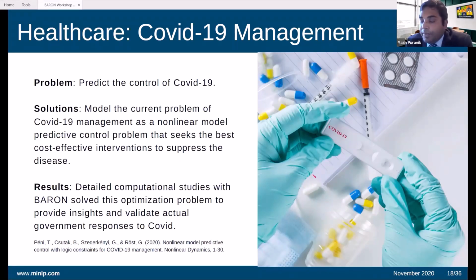And the authors used BARON to solve the non-convex MINLP problem, and they were actually able to generate very useful insights. And in fact, some of the recommendations they came up with were actual responses that governments utilized to try and manage the spread of COVID-19. So this I thought was a very interesting example where BARON was used, which I don't think I would have imagined or anticipated without reading about it.